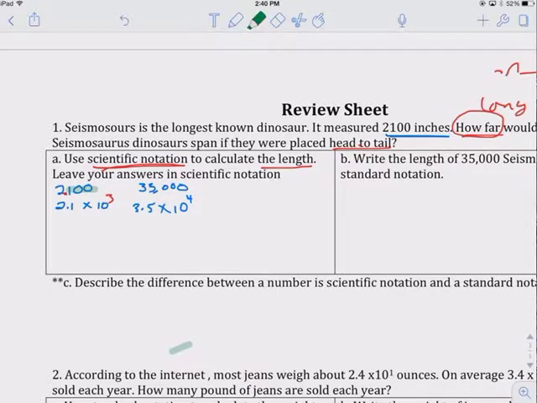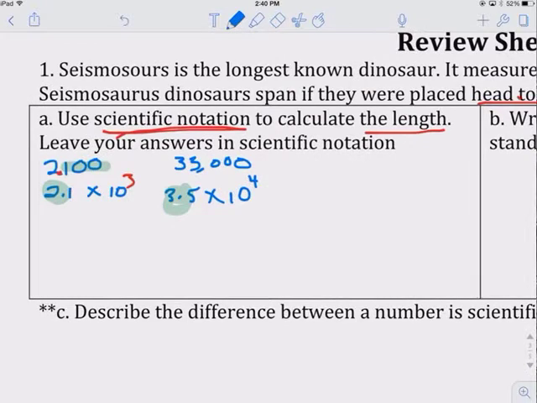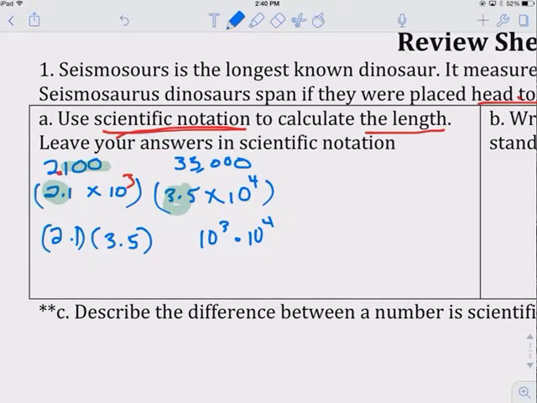Remember, this is like your coefficients, the number. You're going to multiply those together. Okay. 2.1 times 3.5, right? Correct? And then 10 to the third, the ones with the exponent with the same base. This is product rule of powers, correct? Times 10 to the fourth. Product rule of powers. We're using commutative property of multiplication. We are commuting things together that are alike.